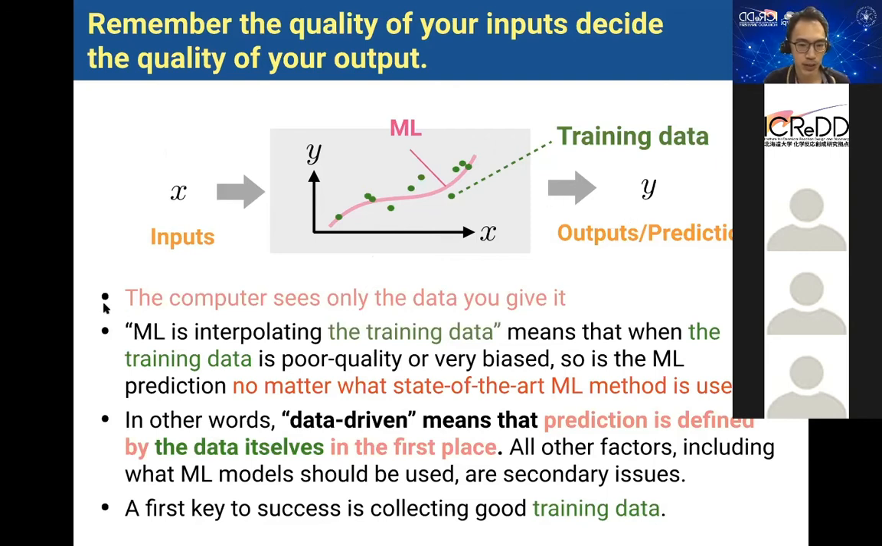Basically, the computer sees only the data you gave it, the training data. And this curve is a machine learning model, which fits the data you gave. This means that your data specifies the machine learning function, which means it defines your output. So if you feed poor or low quality data to machine learning algorithms, probably your machine learning prediction is also poor quality. This is the most important thing to keep in mind when you apply machine learning to a problem.